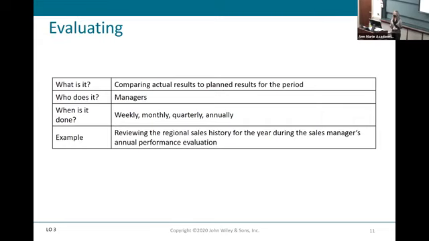So the example I'm giving you here is reviewing the regional sales history for the year during the sales manager's annual performance evaluation. He was given his goals or helped to contribute to the goals that he was going to make. And then at the end of the period, compared to actual to see how well they performed.